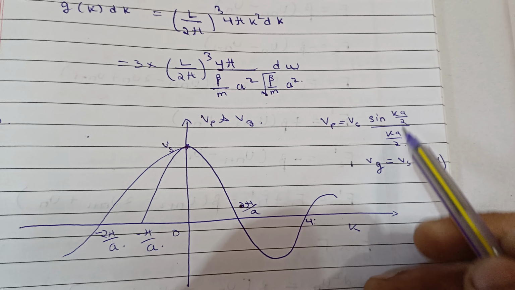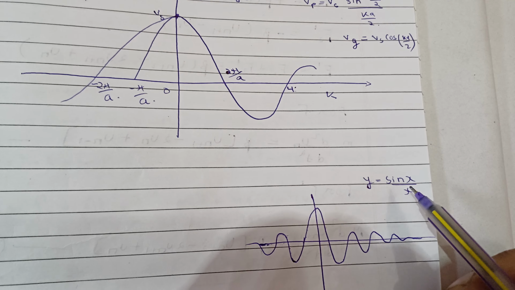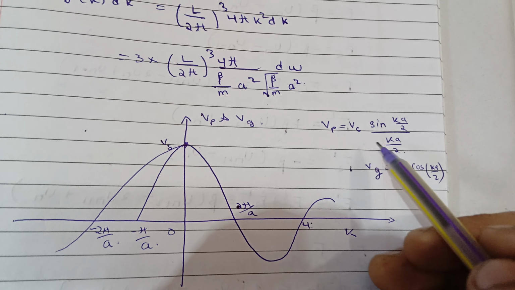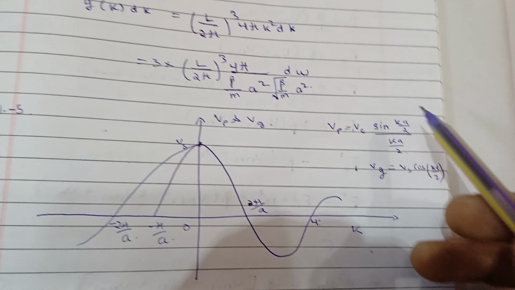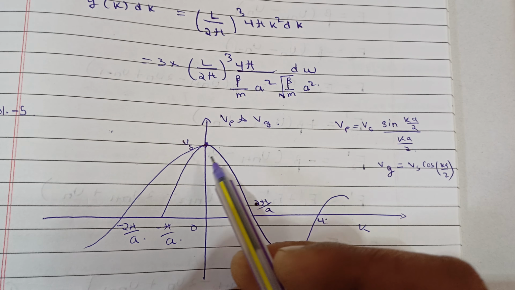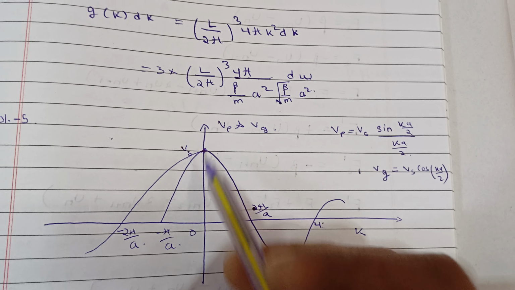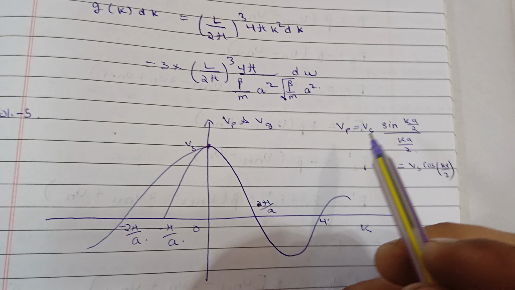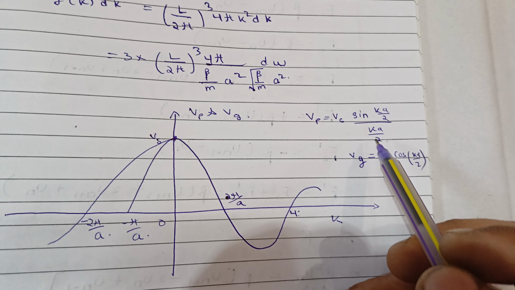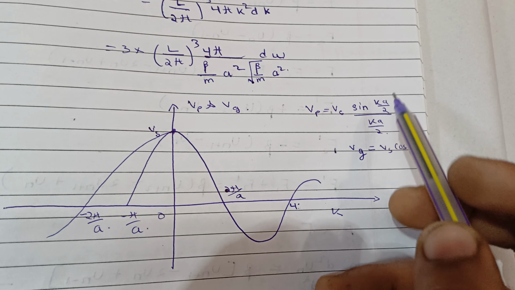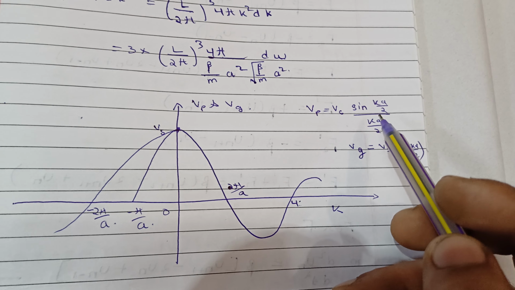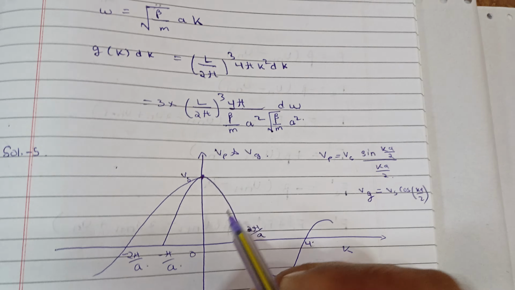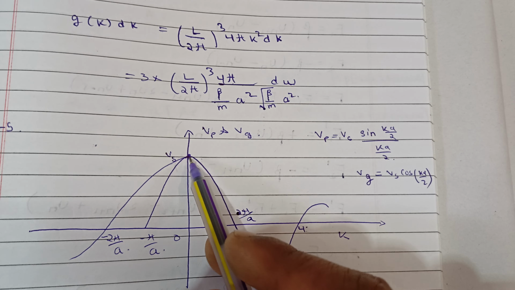If you plot the sin x by x curve, like y equal to sin x by x, you will get this type of curve. This will go down. So here also you are getting the same type of curve. So if you plot Vp here on the y-axis and k on the x-axis, then for k tends to 0, that is sin 0 by 0, what will you get? You will get 1. This term will be 1, so you will get Vs. Vp will be Vs. So at k equal to 0, we get Vp equal to Vs.